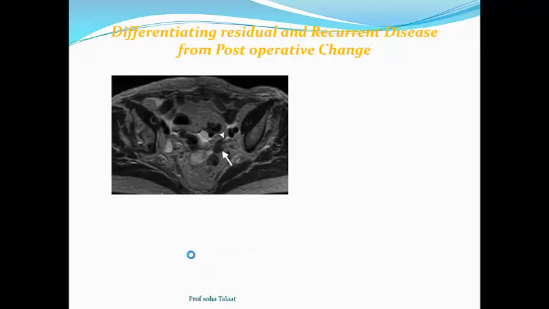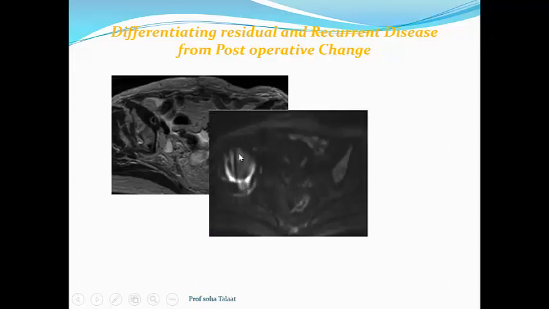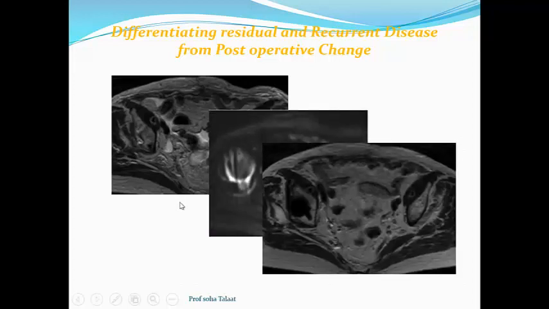Differentiating residual and recurrent tumor in the post-operative change is very important. Sometimes the patient comes back after surgery for assessment. Sometimes there is fibrosis because these patients may take post-operative radiation or chemotherapy, causing fibrotic changes in the pelvis. So this area we couldn't know whether it is something or not. But on diffusion weighted image, it is not restricted, so it is nothing. It's just fibrous tissue.